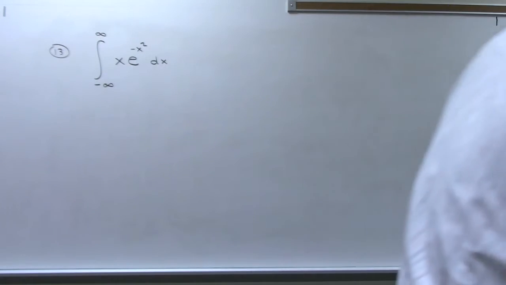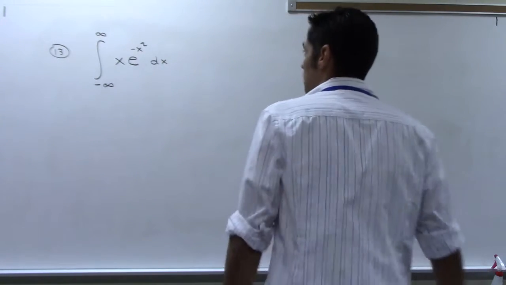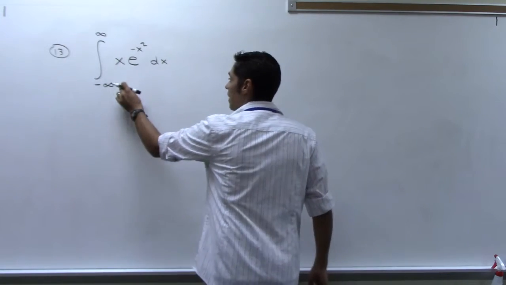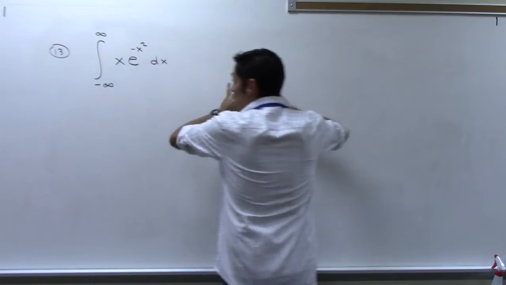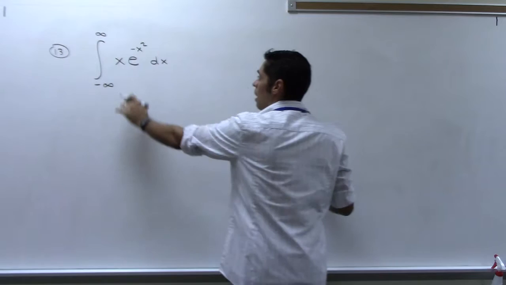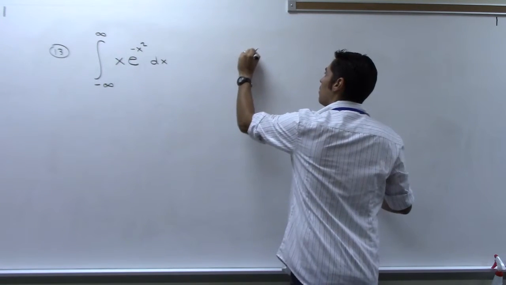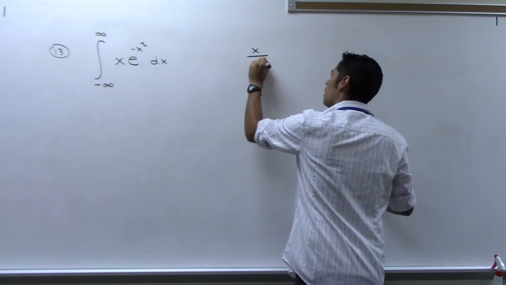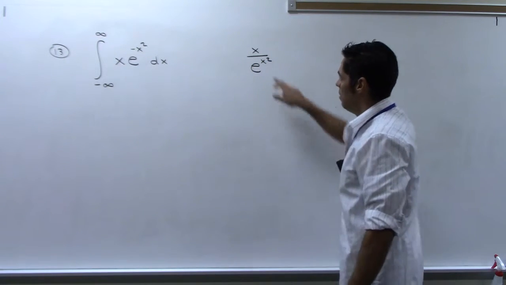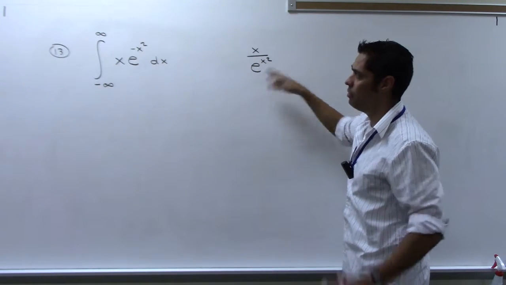All right, number 13. In this problem, we are integrating from negative infinity to positive infinity, over the entire real number line. Fortunately, this function does not have any discontinuities. I could rewrite that as this, and the denominator is never 0. So we're good to go.